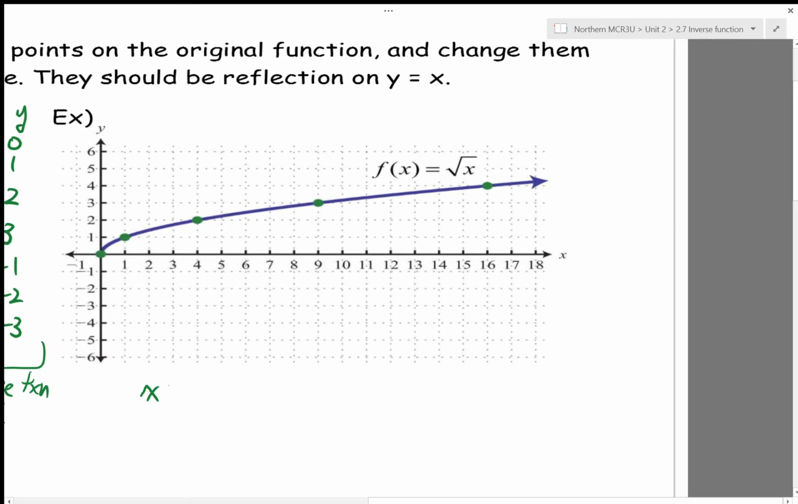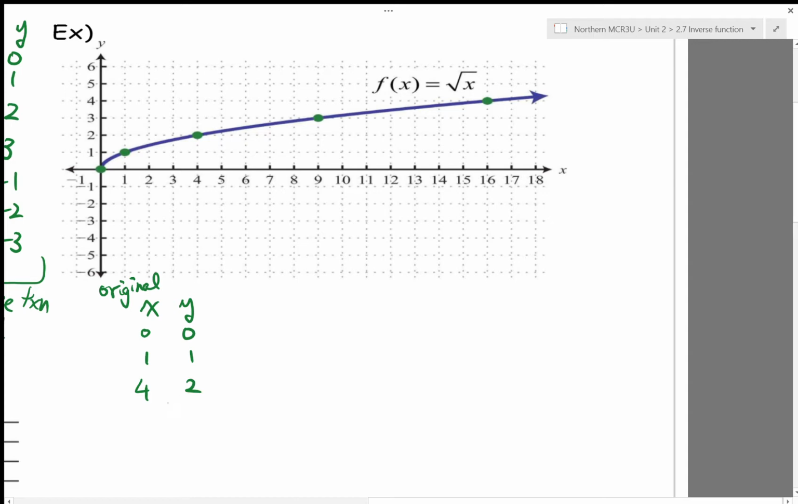Again, your original one was at 0, 0, right? This is, let's say, the original. And then 1, 1, and then 4, 2, and then 9, 3. Now we cannot go into the negative numbers because we don't have any negative numbers in the x values of the square root of x function. So the inverse then in this case is we switch the x and y values from the original. So it will be this way.